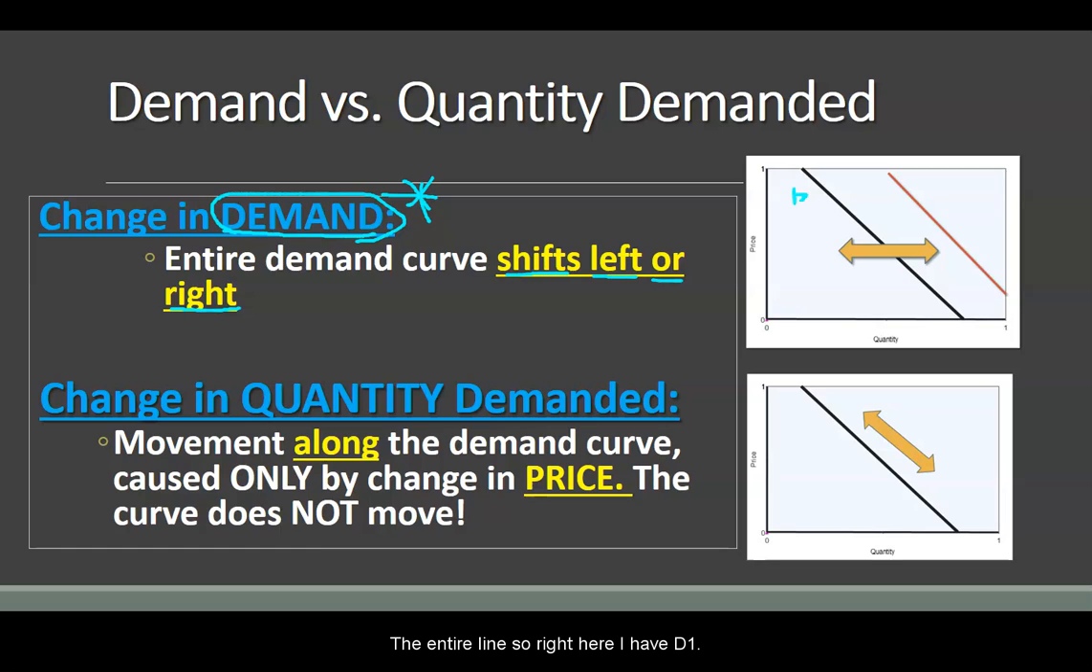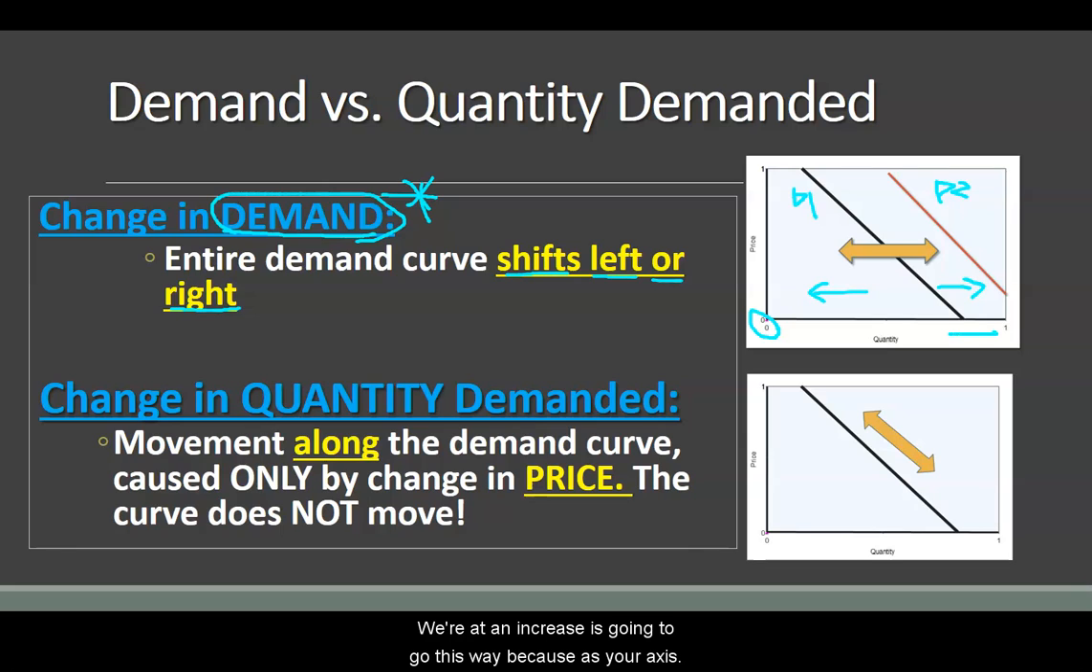So right here I have D1. That's my starting line, and if it's going to shift left or right, that would be this red line here, which would be D2. Most of the time you'll have those labeled as D1, D2, and then you'll have an arrow pointing either left or right, depending on if it's an increase or decrease of demand. Remember that down here at the axis, the number is 0, so if it's a decrease in demand, the numbers are going to get smaller, so a decrease will be this direction, whereas an increase is going to go this way, because as your X and Y axis goes further away from 0, the greater the numbers are. Alright, so demand shifts left or right.